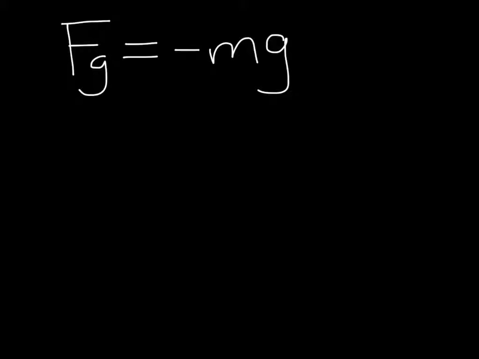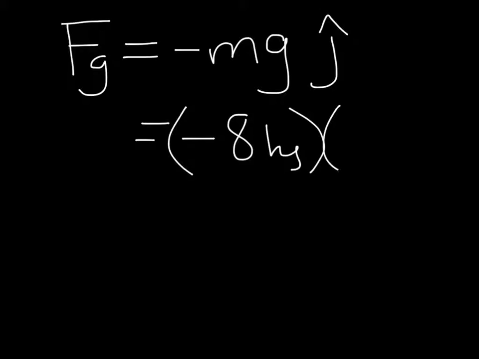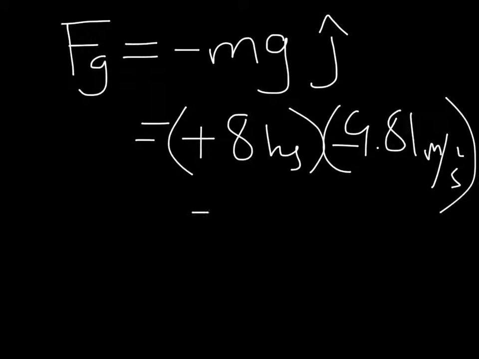Next, you want the force of gravity in vector form, and remember the force of gravity is always negative mg. This is in vector form, and remember it only goes up and down, so it's going to be j hat. Plug in the values: negative 8 kilograms times 9.81 meters per second squared in the j hat direction gives you negative 78.5 newtons.